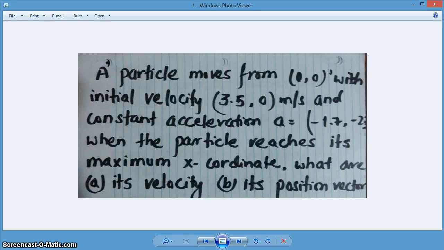Hello folks, this is a tutorial on our specific question on position vector and relation with velocity. So here we go, here's the question. A particle moves from (0, 0), which is the origin, with initial velocity of (3.5, 0) meters per second and constant acceleration of (-1.7, -2) meters per second squared. When the particle reaches its maximum x-coordinate, what are its velocity and its position vector?